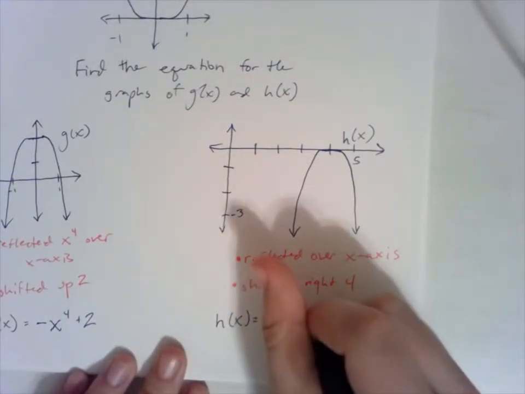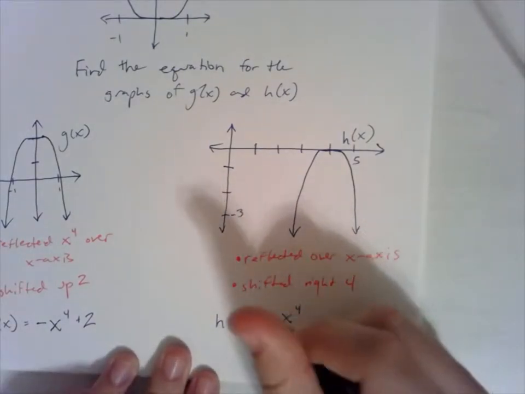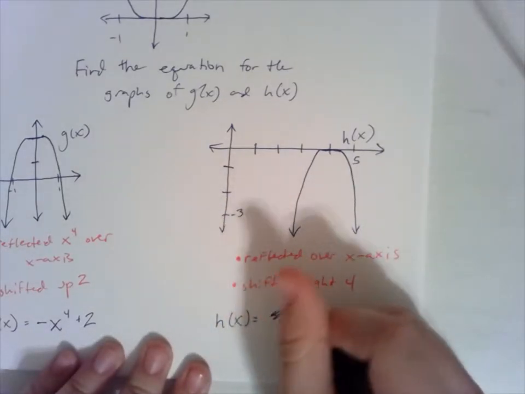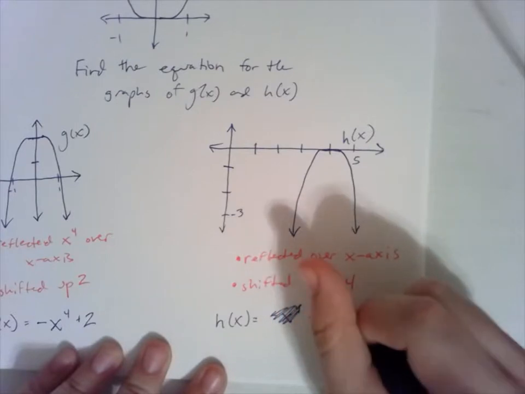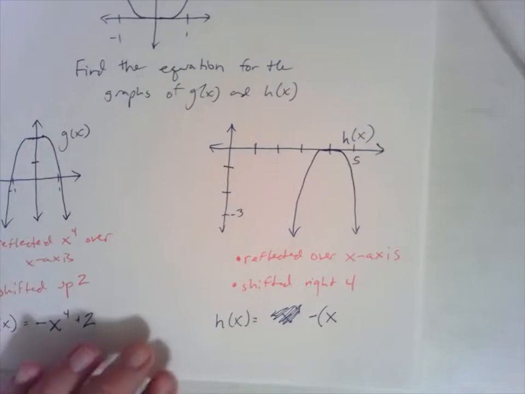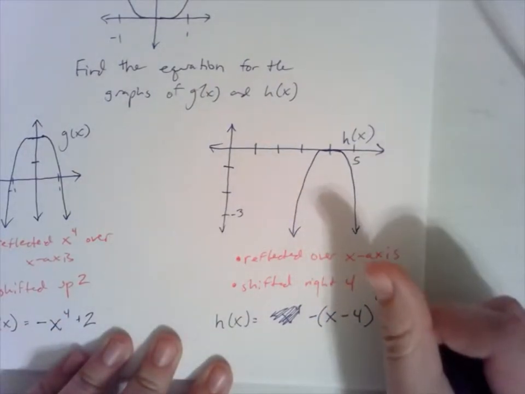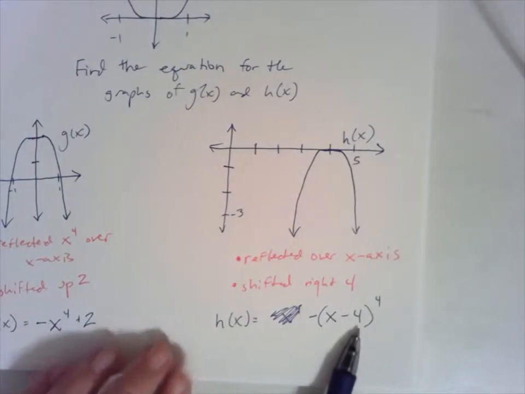And, oh, hang on. I started this off incorrectly. Let me begin again here. We're going to have a negative, but then remember, since it shifted out to the right 4 units, that means that we say x minus 4 to the fourth. If it goes left or right, you have to include that inside the parentheses. So h of x equals negative x minus 4 to the fourth.